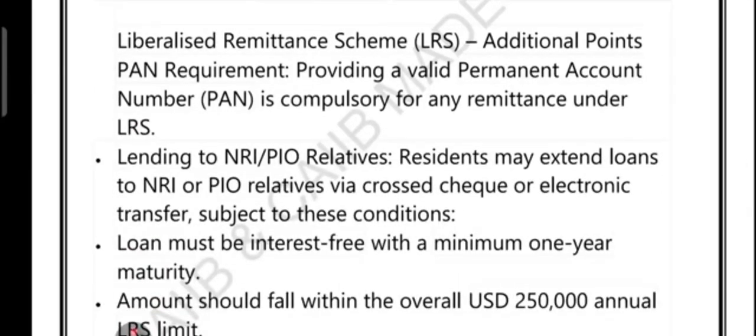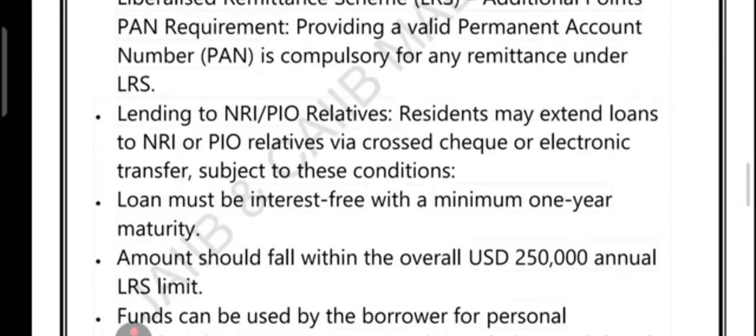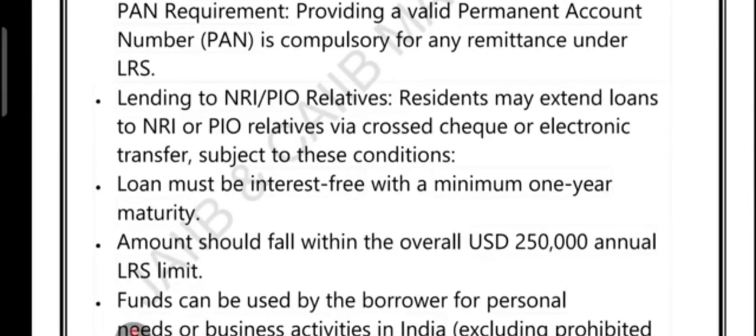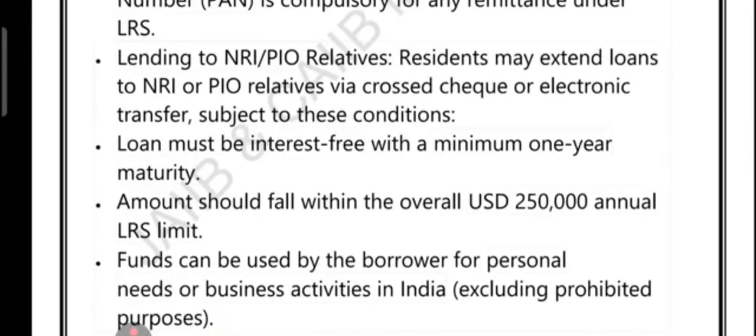Now some more points related to FEMA. To send money under LRS, you must have a PAN card. You can give an interest-free loan to your NRI or PIO relative only by cheque or online transfer, but it must be for at least 1 year.